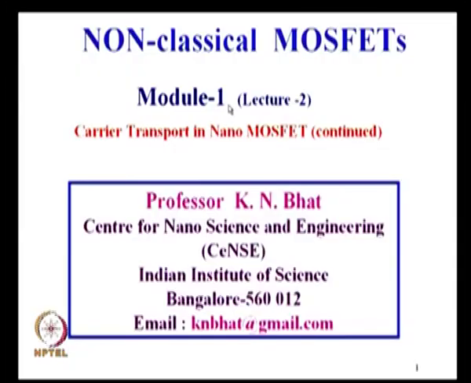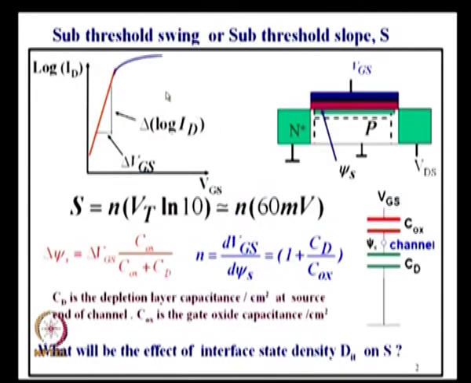So, we will continue our discussion on the non-classical MOSFETs, which I explained in my last lecture. Okay. So, this is module 1, continuing on the carrier transport in nano MOSFET. We discussed last time, and this is a repetition of what I said last time, because I am continuing on that.